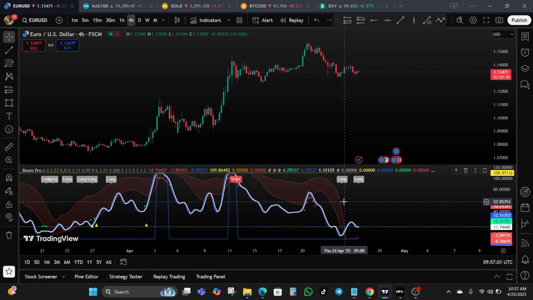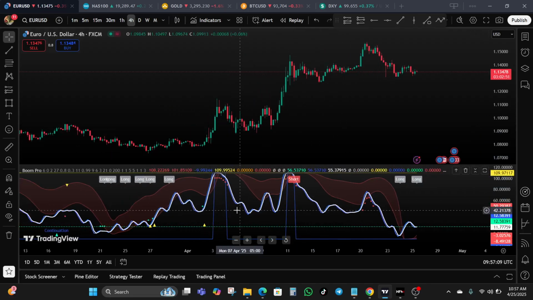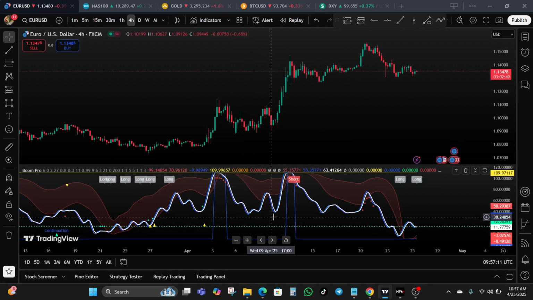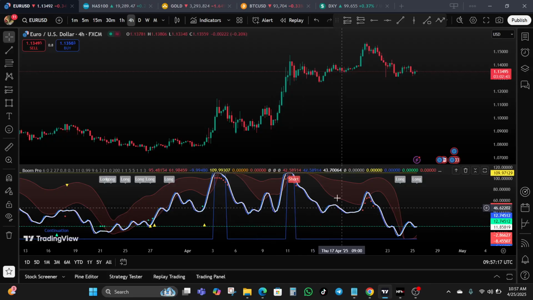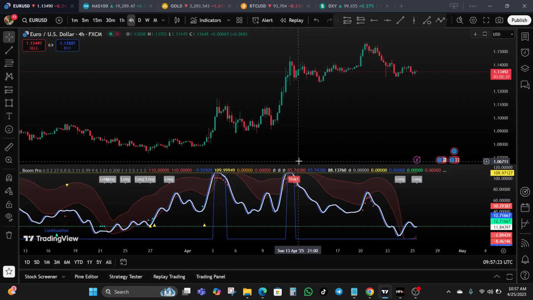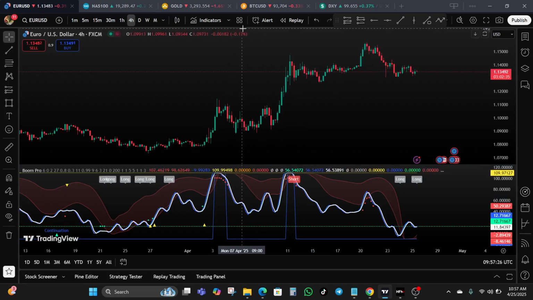Okay, so what exactly is the Boom Hunter Pro indicator? Now you can see that this indicator is quite a unique indicator that analyzes market structure, volume behavior, and historical price action to highlight areas where spikes are likely to occur. All right, you'll see visual cues directly on your chart, zones where the market might reverse or spike.